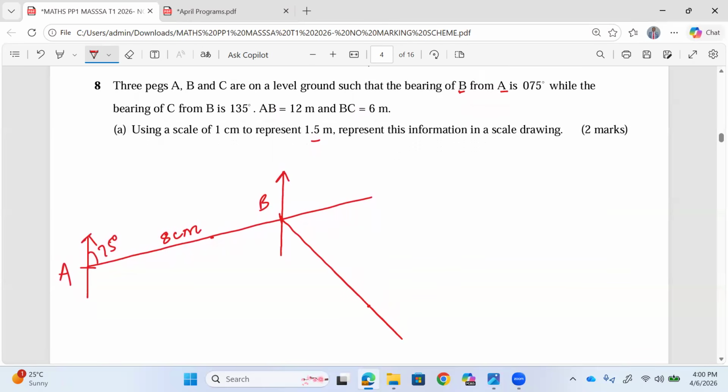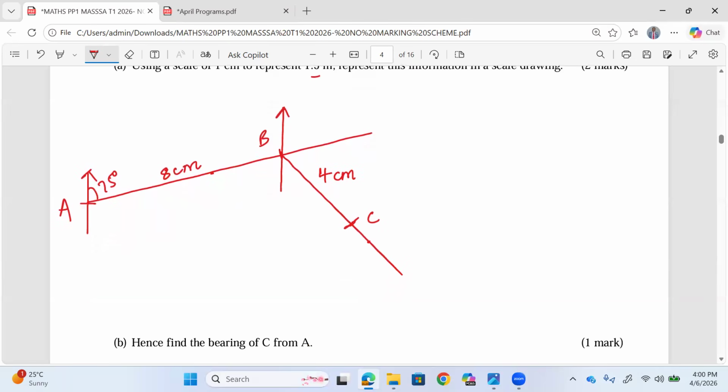Then again, you ask yourself something here. The distance from B to C is 6 centimeters. So it is 6 divided by the scale, 1.5. We get exactly 4. So this should be represented by 4 centimeters. So we measure 4 centimeters along that line. Exactly 4 centimeters. That is point C.